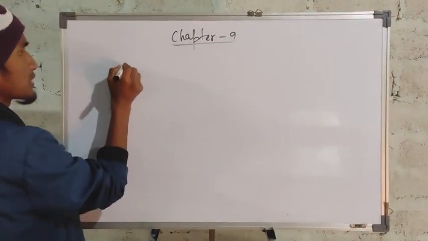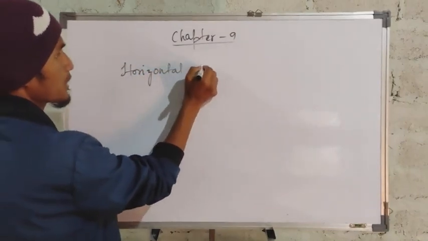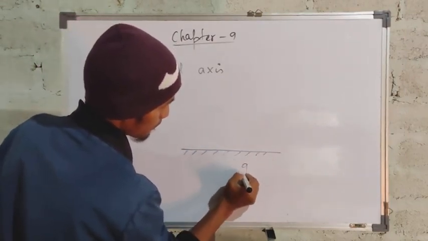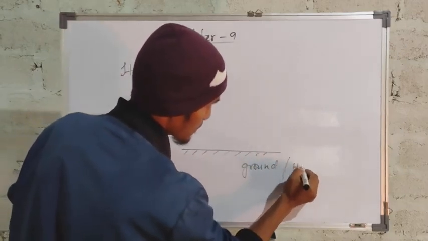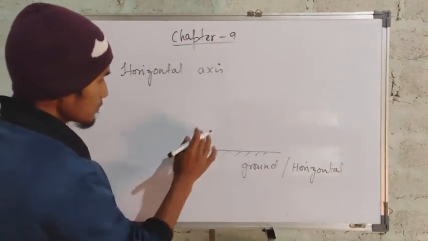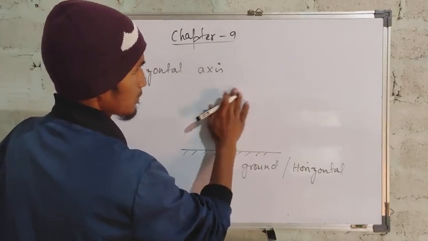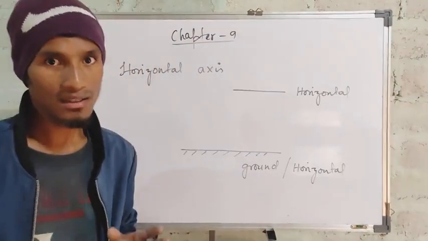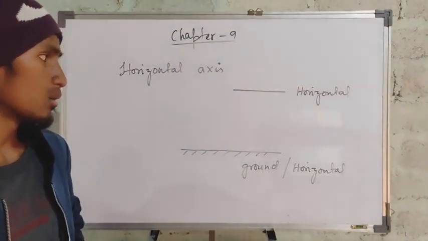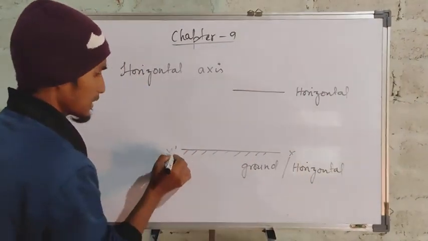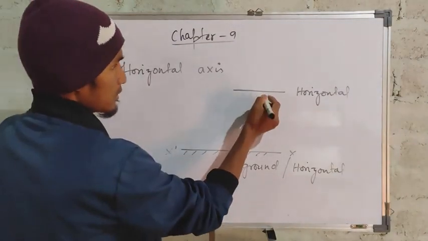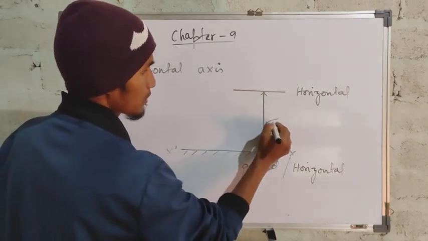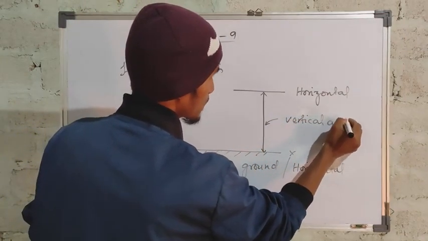Now, before that, we need to know what the horizontal axis is. Consider this is the ground, or we can call it a horizontal line. This also is a horizontal. Remember, any line which is parallel to the ground, or straight like the x-axis, will be called the horizontal axis or horizontal line. Now if there is one line going down, this will be called the vertical axis or vertical line.